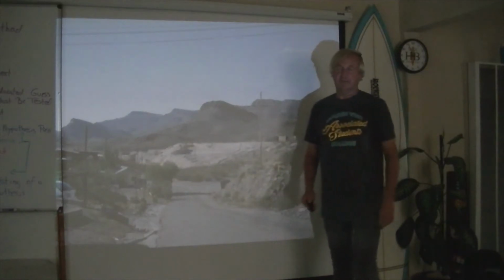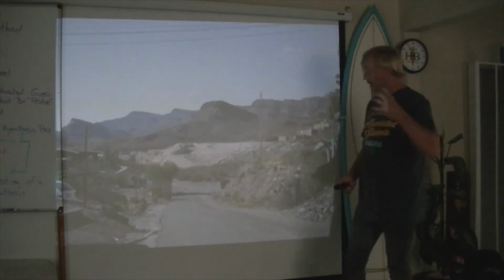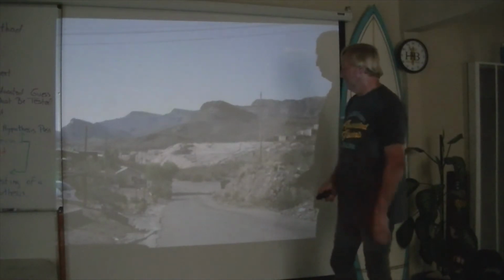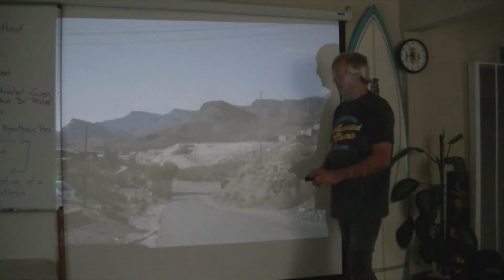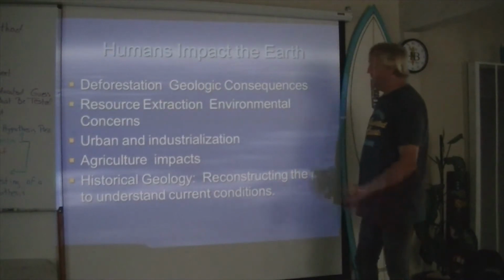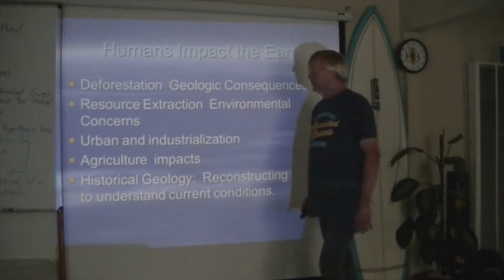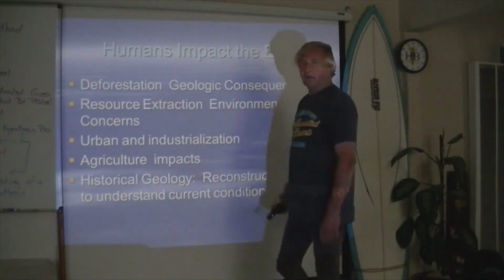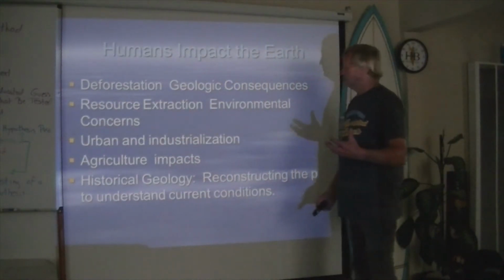3 quarters. So we have to extract an awful lot of rock and do an awful lot of stripping of the Earth's surface in order to obtain the resources that we need. So humans impact the Earth through deforestation. This is probably the primary key component in global climate change that's anthropogenic, that's caused by humans.